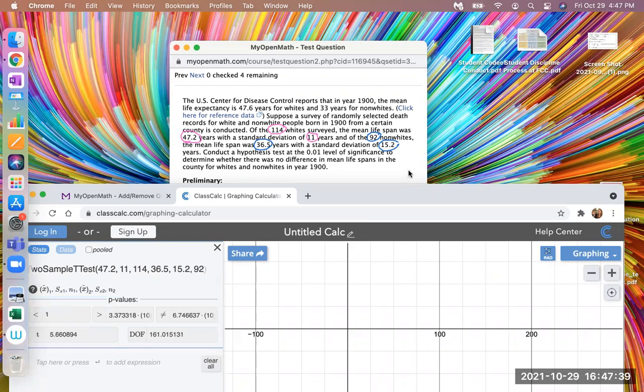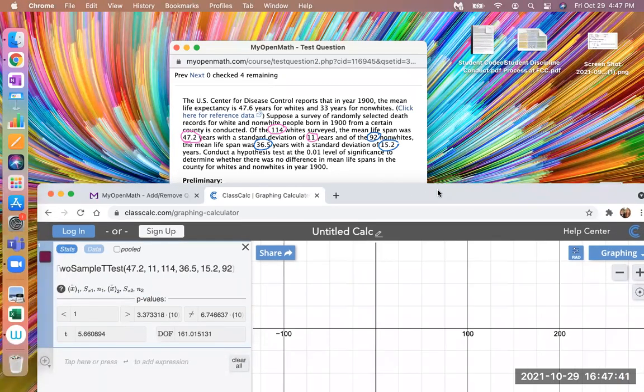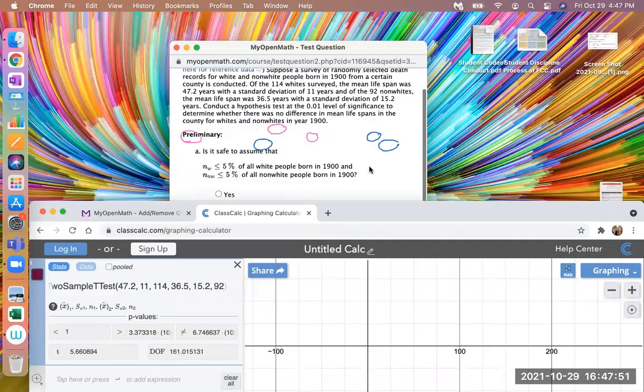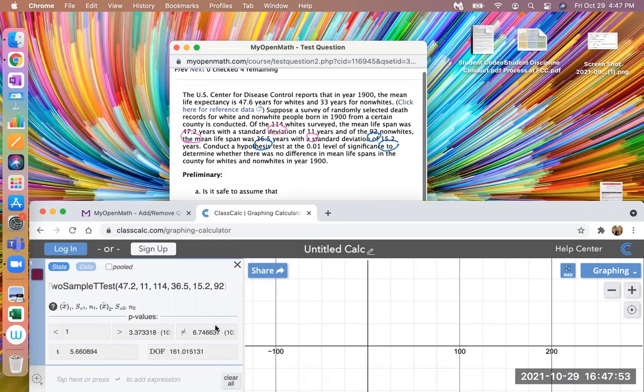Okay. Now I just have to remind myself, because this calculator gives you the answer for everything, whether it's a left tail, right tail, or not equal to tail. So in this case, it was a not equal. So this is our p-value that we want here, and this is the test statistic.